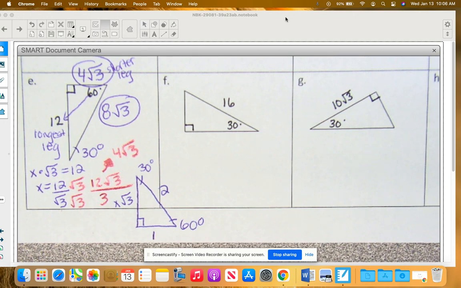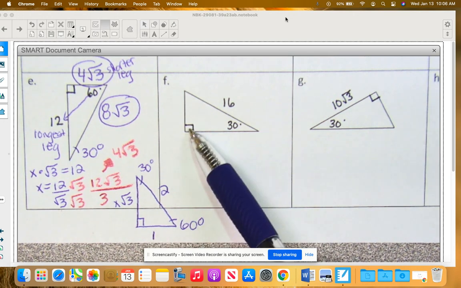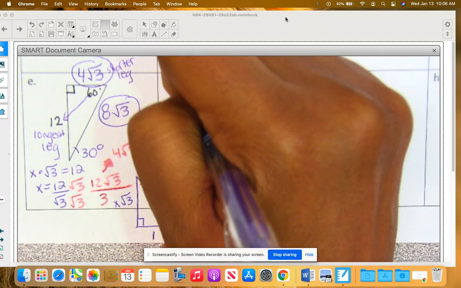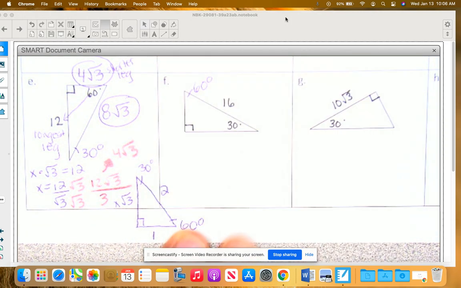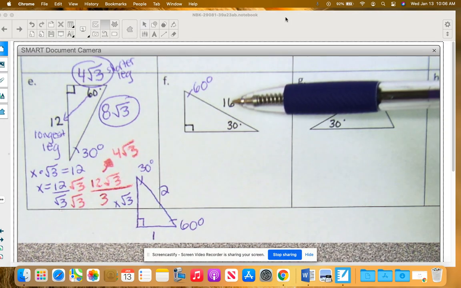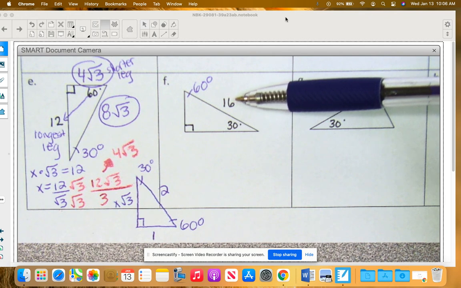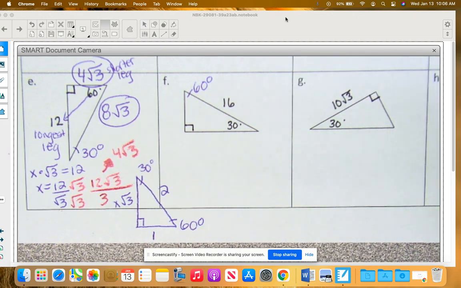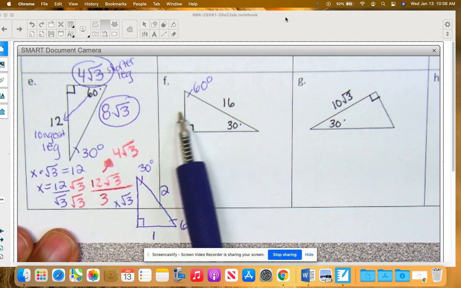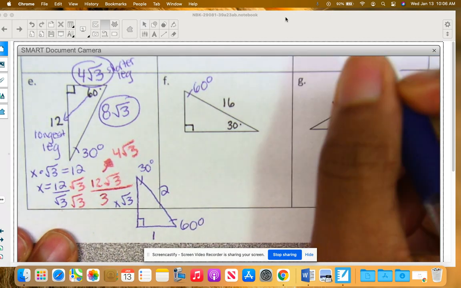All right, F, let's label. This is 90, this is 30, this is 60. In this particular problem, we're given the hypotenuse. If you divide the hypotenuse by 2, it gives you the length of the shortest leg. So 16 divided by 2 is 8. That means my shortest leg is 8, and that always goes across from this angle here. So this is going to give me 8.